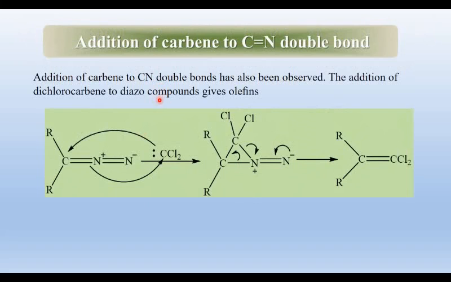Carbene can also be added to C=N. The addition of dichlorocarbene to a diazo compound gives olefins. Addition of dichlorocarbene to C=N produces this three-membered cyclic ring. It will eliminate a nitrogen molecule to give an olefin.